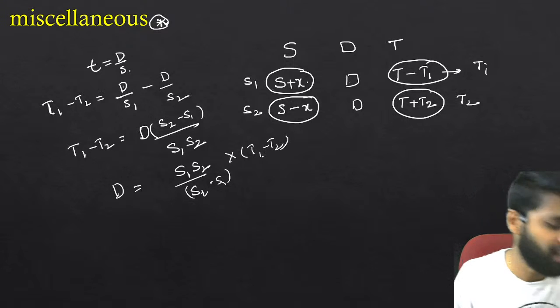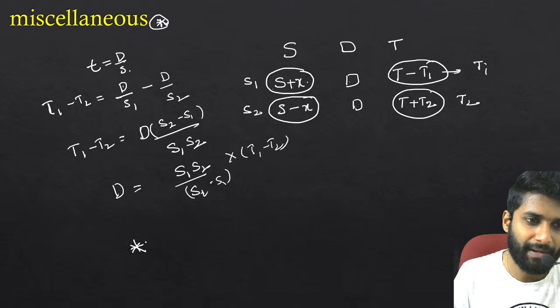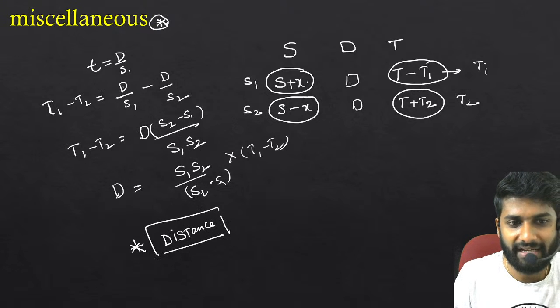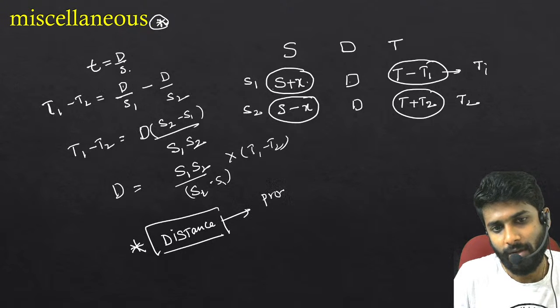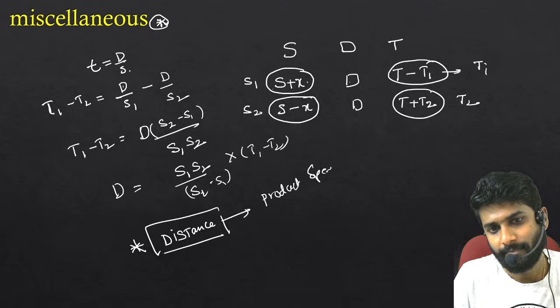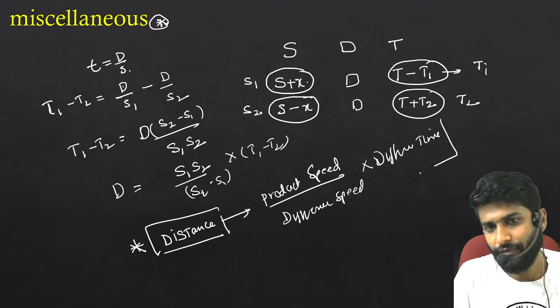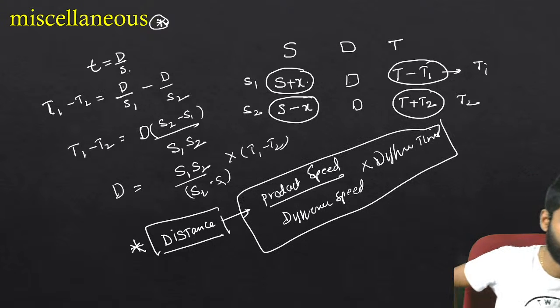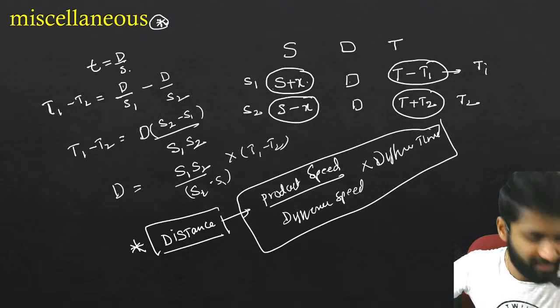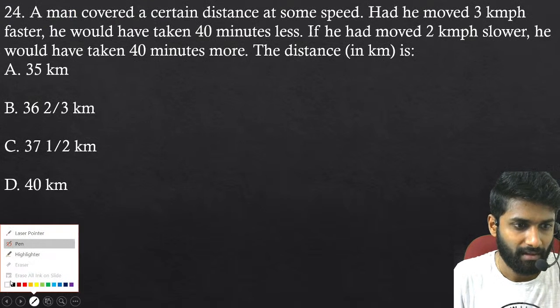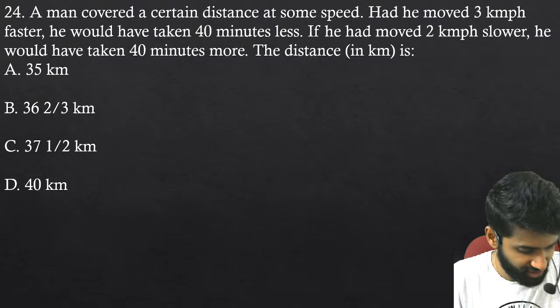This is the most important formula. Clear? Keep it in mind for this type of question. If you want to calculate a distance, the formula is the product of speeds divided by the difference of speeds, into the difference of timings. If you know this, you can easily solve the question. Now you can understand it better. Now see what types of questions you can apply this to.